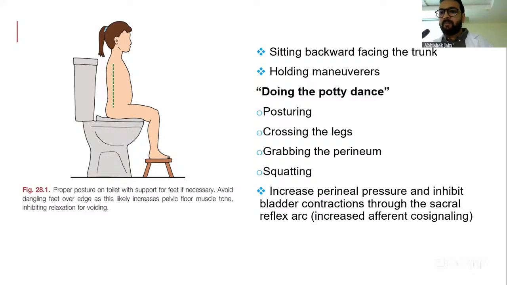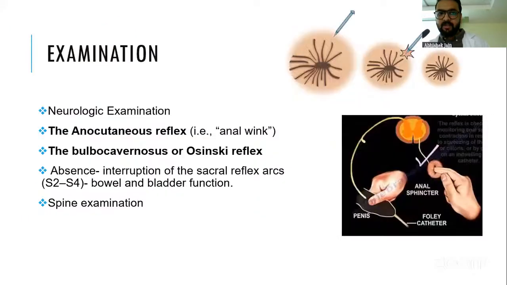Then there are some holding maneuvers, also known as doing the potty dance, which includes posturing, grabbing the perineum, crossing the legs, and squatting. This will increase the perineal pressure and inhibit bladder contractions, likely through increased efferent cosignaling.